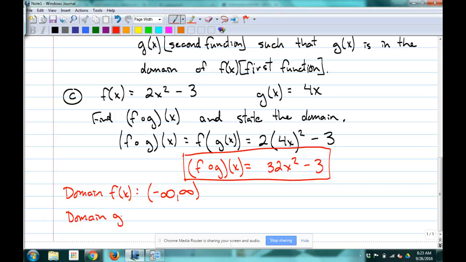And then the domain of g of x, well, that's a linear function. No red flags that come up, no square roots, no x's in the denominators. So that is going to be from negative infinity to positive infinity. Okay, so there are no restrictions on either of these. So when we look at the domain of f composed with g, then it's going to be the same from negative infinity to positive infinity.